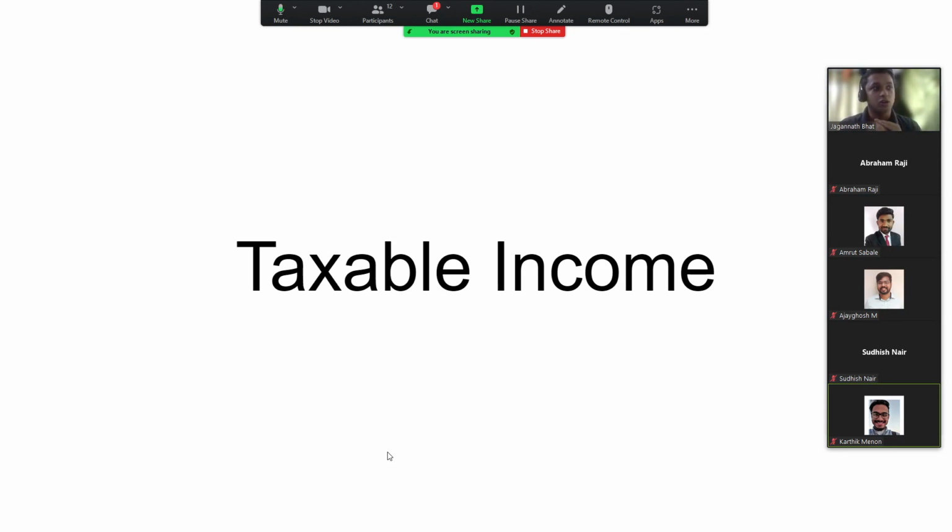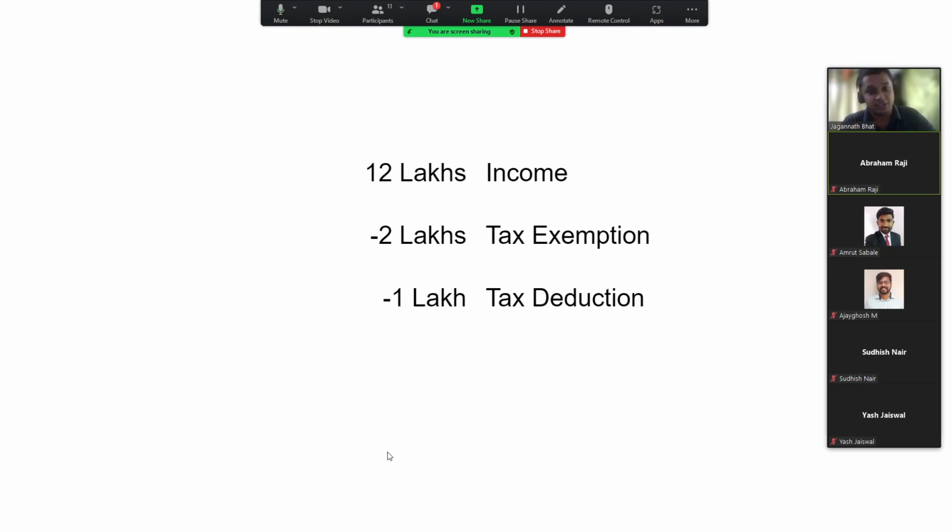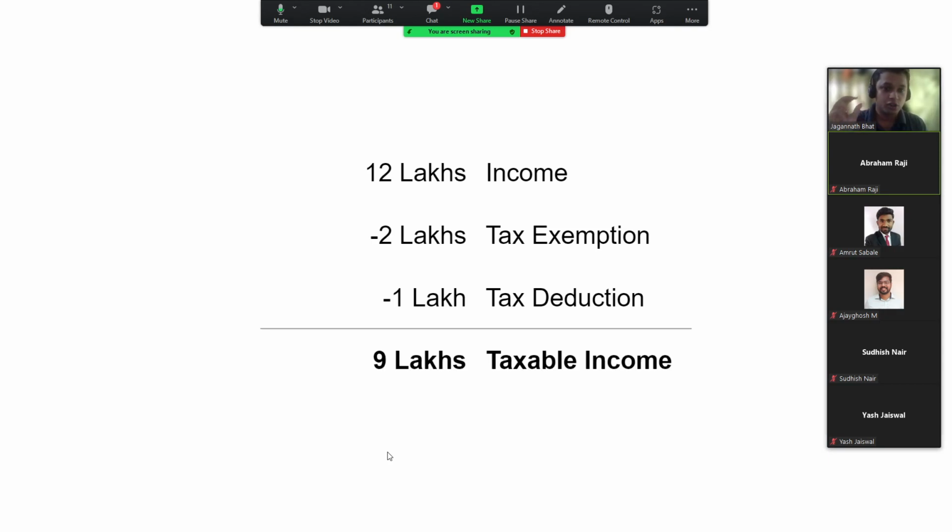You don't have to pay tax on your entire income. The government has put some acts and rules that exempt some of your income from being taxed, and they're known as tax exemptions and deductions. So again, back to our example, let's say 12 lakhs is your income, and you go through the acts and rules of the income tax, and you find out that you can claim an exemption of 2 lakhs, and let's say a tax deduction of 1 lakh as well. When you subtract the tax exemption and deduction from your income, you get your taxable income. You do not have to pay tax on your total income, in this case 12 lakhs.